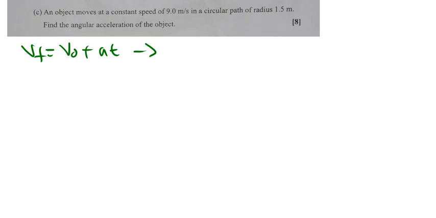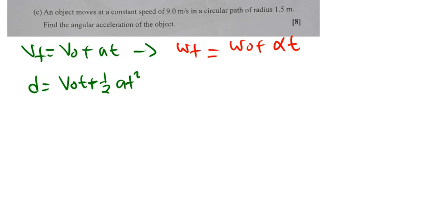This can be written in angular form as angular final velocity is equal to the initial plus alpha t, where a in this case is alpha. Then another one is d is equal to v initial times t plus half at squared. In rotational motion, d is theta, so theta is this times t. t doesn't change, then you have this.